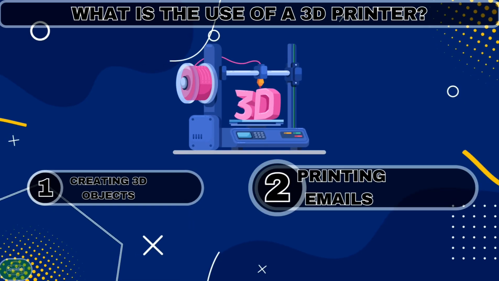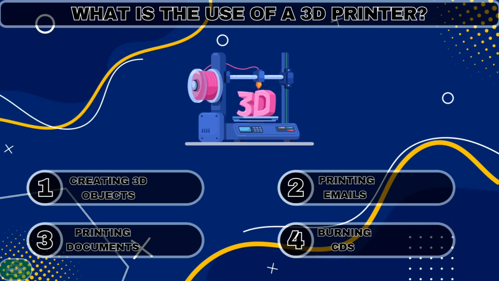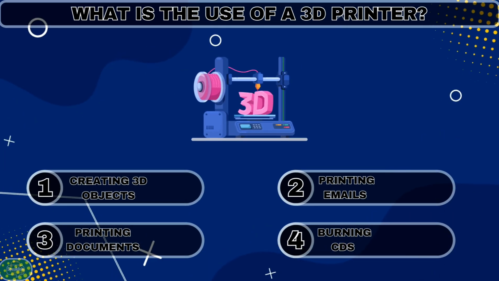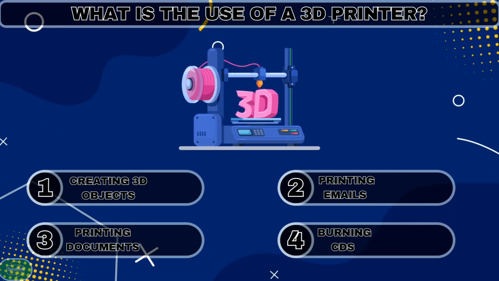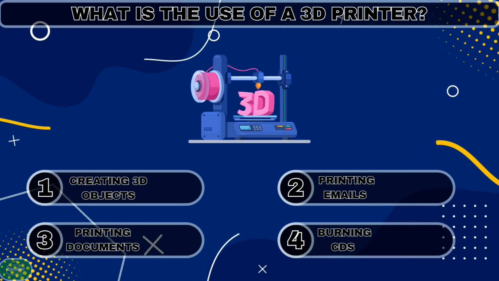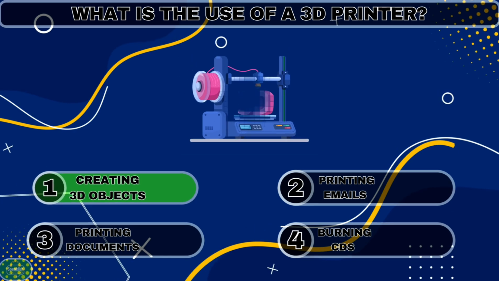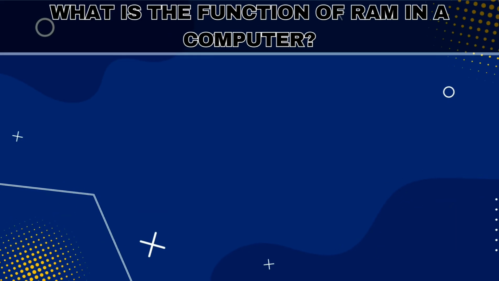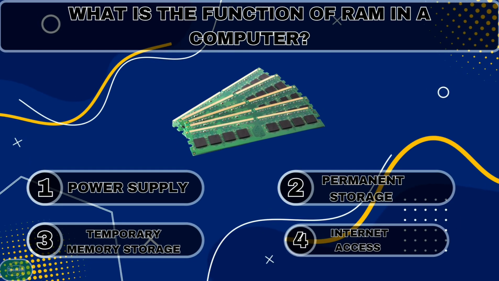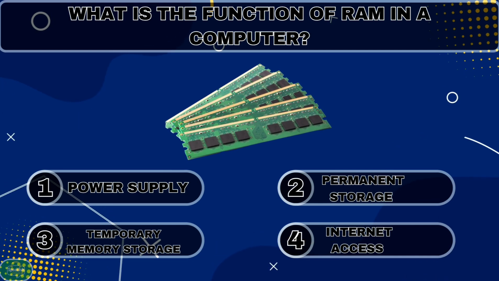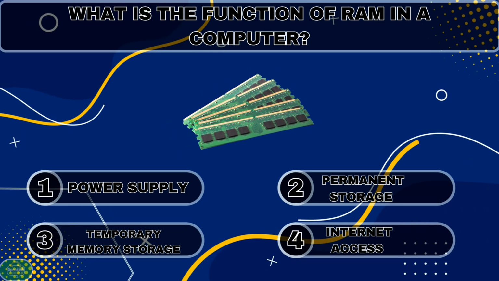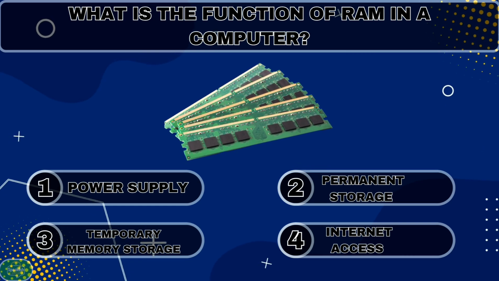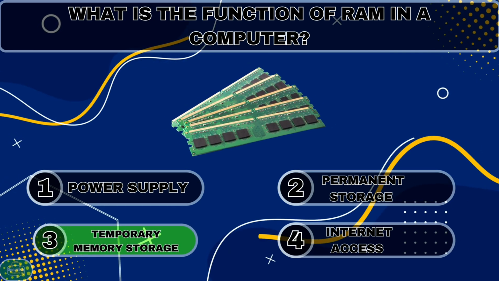What is the use of a 3D printer? Creating 3D objects. What is the function of RAM in a computer? Temporary memory storage.